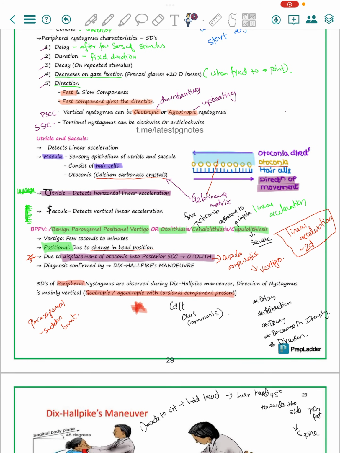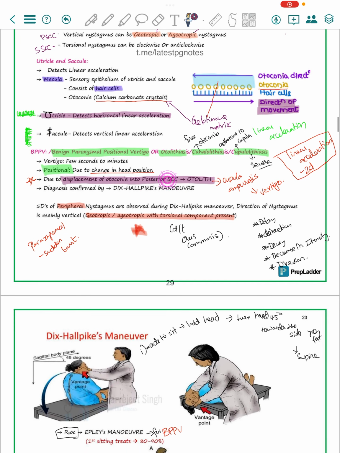Let's go into a discussion about BPPV, or benign paroxysmal positional vertigo, also called otolithiasis, canal lithiasis, or cupulolithiasis. This is due to the otoconia. If the otoconia go into some part like the posterior, lateral, or superior semicircular canal, it will cause vertigo. Vertigo due to change in head position is known as benign paroxysmal positional vertigo.